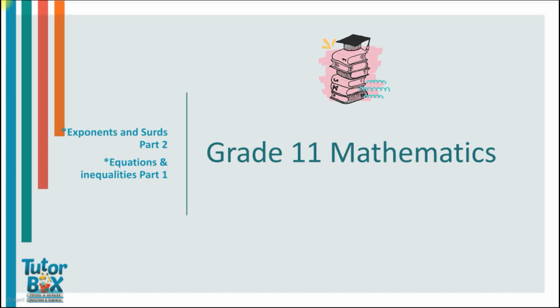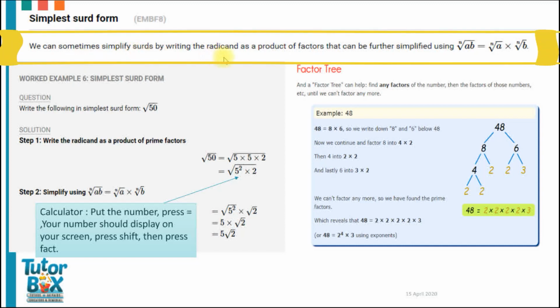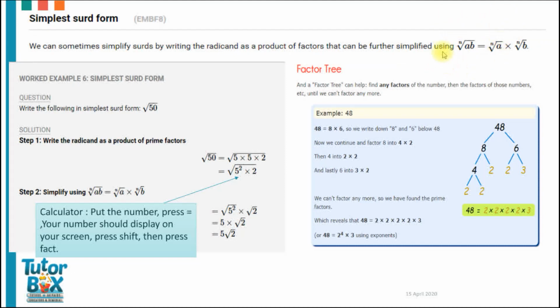Welcome back grade 11. Today we're going to finish up on exponents and surds part 2, and then we'll also touch on equations and inequalities part 1. Let's first look at simplest surd form. We can sometimes simplify surds by writing the radicand as a product of factors that can be further simplified using this law here. You already learned this in the previous video. If you missed it, please go back and watch the video for grade 11 session 1.